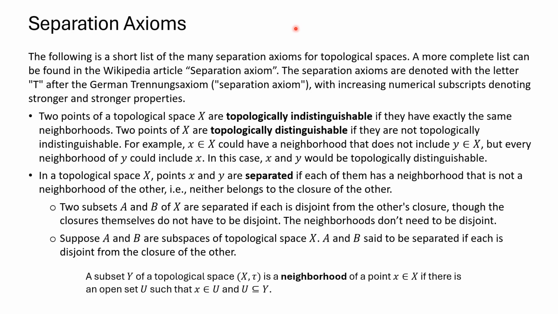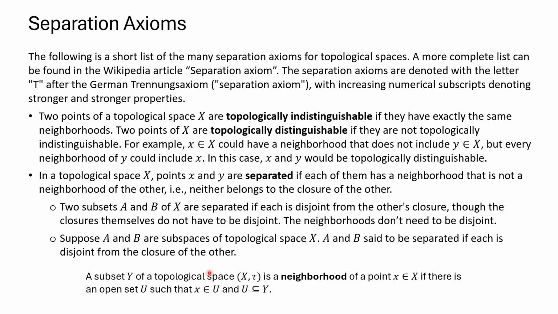On this slide, I'm going to state some preliminary definitions, and on the following slide, I want to give a list of axioms which I've taken from the Wikipedia article Separation Axiom. The axioms are listed with a letter like T1, T2, and so forth. It comes from the German word Trennung Axiom, which means separation axiom. And that's the standard notation that's used.